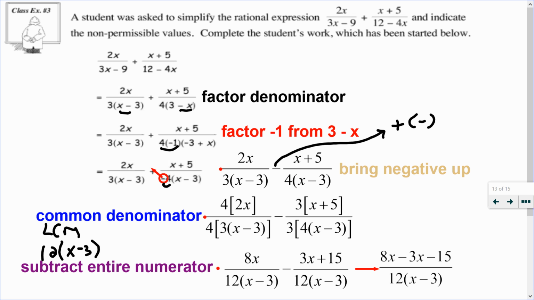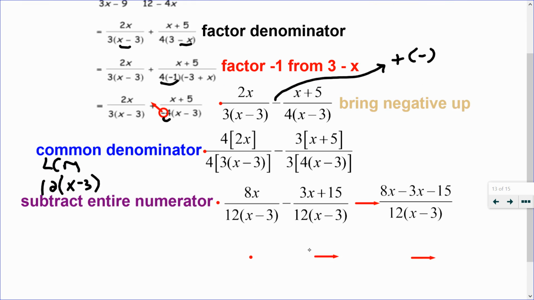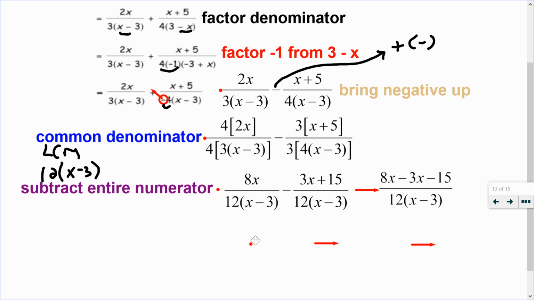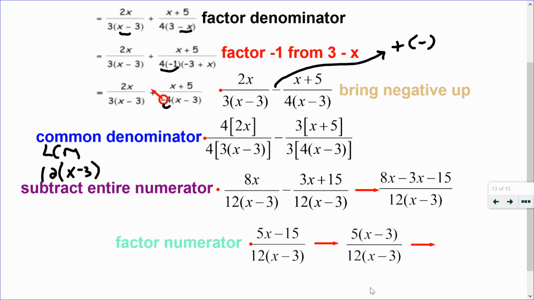So then I'm going to subtract my entire numerator, so 8x take away 3x, and then take away 15 is a negative 15. Okay, so once I've done that, I'm going to go through and combine my like terms. So I have 5x minus 15, but I notice I have a common factor in the numerator of 5. So let's take that out. And now you can see I have a common factor that I'm simplifying. So my final answer is 5 over 12.